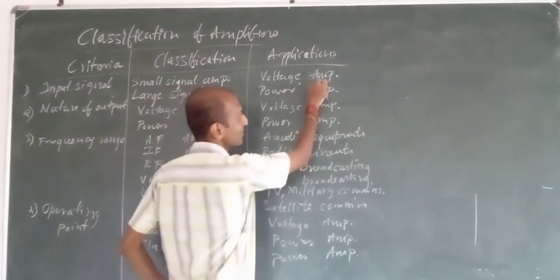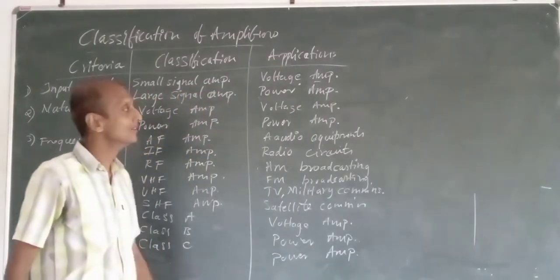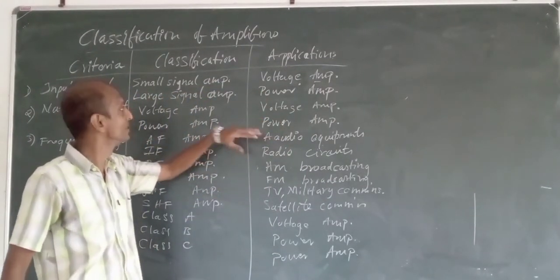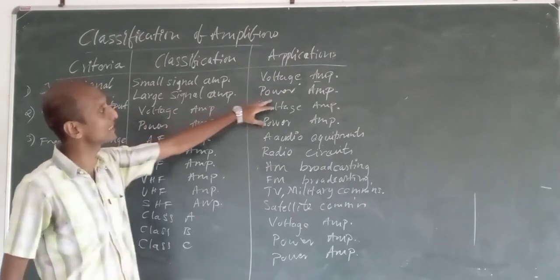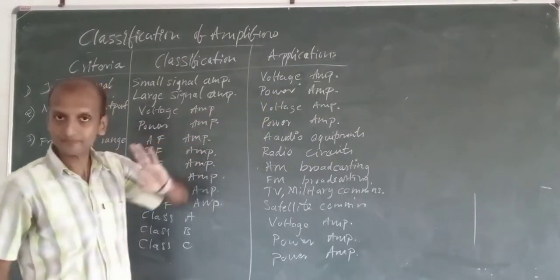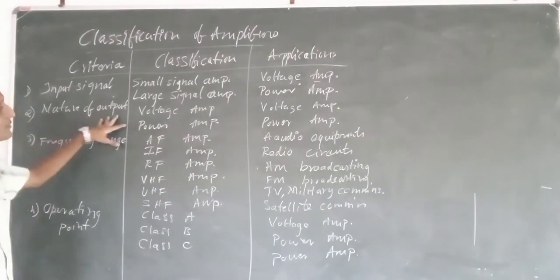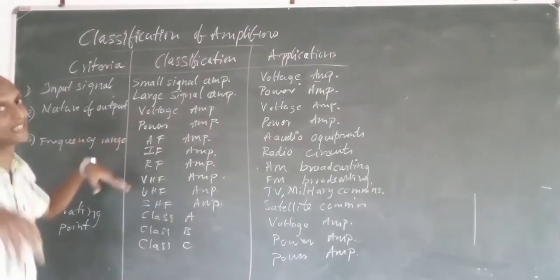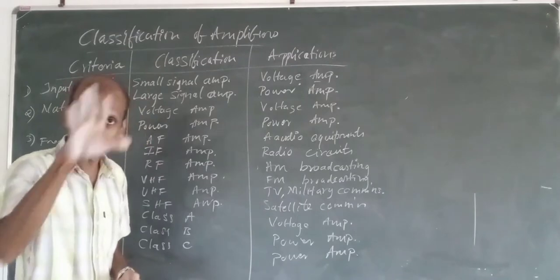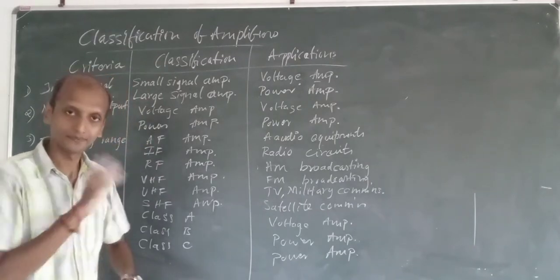The application of a small signal amplifier is voltage amplification. Voltage amplifiers will be used. Large signal amplifiers are used in power amplifiers. Then, coming to the nature of your output: what kind of output are you getting at the output of the circuit?